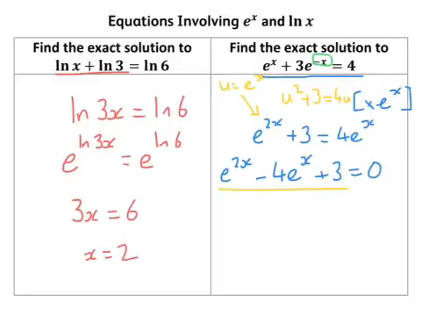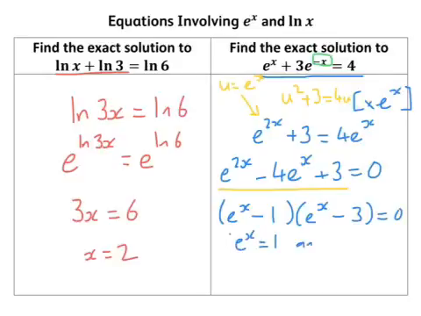Now, you should know that I can now, exactly like a normal quadratic that you did at GCSE, just factorise that, and I get -1 and -3. So e to the x is 1, and e to the x equals 3. Now this here, what power of x makes e to the x equal to 1? Well, that's 0. Anything to the power of 0 is 1.